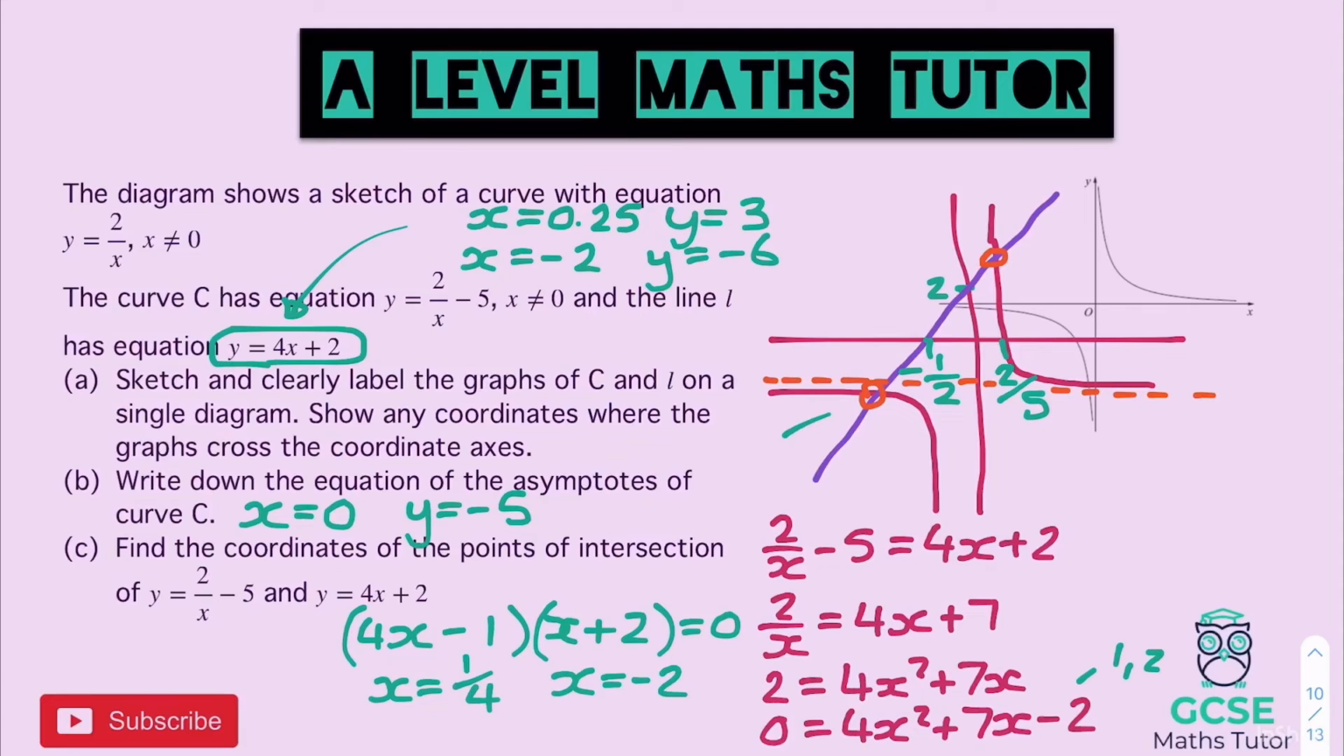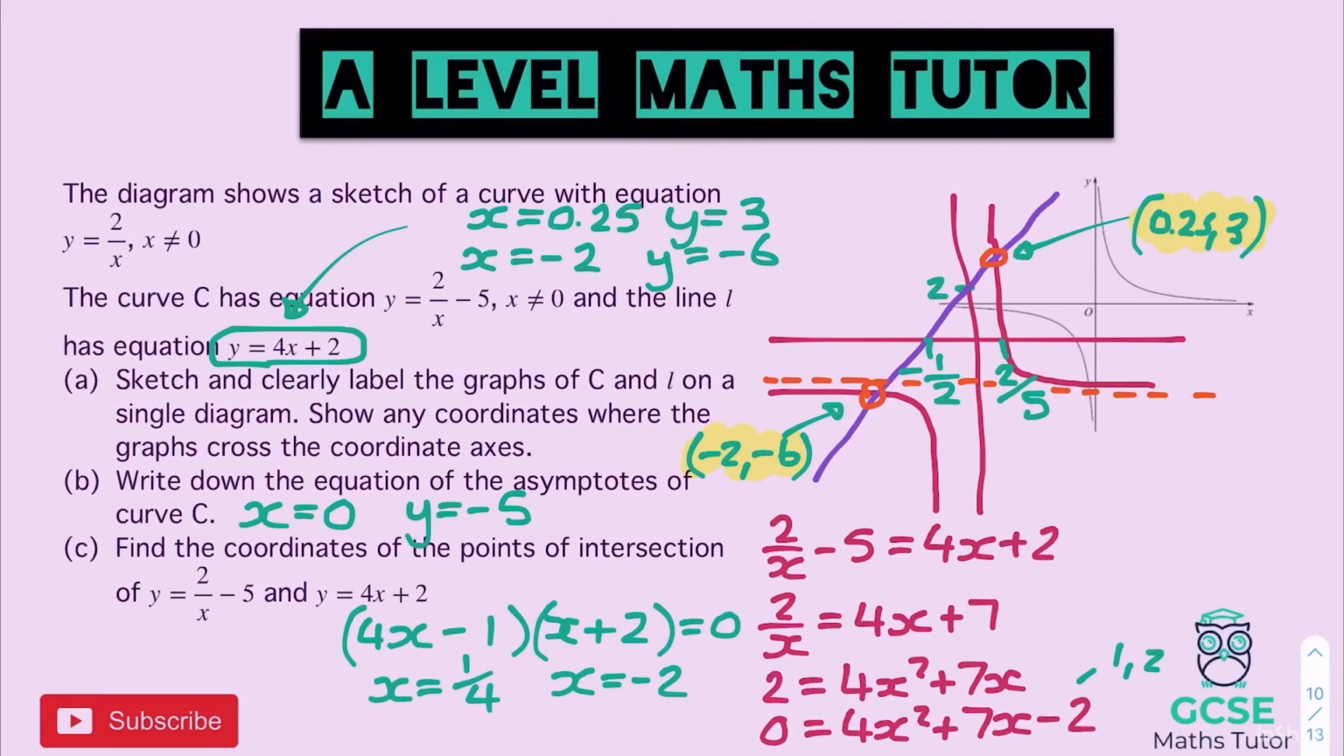So we found that this coordinate here is going to be negative 2, negative 6, and the one in the positive region up there is going to be 0.25 or 1/4, and 3. There we go, so there are our 2 coordinates, negative 2, negative 6 and 0.25, 3. So fantastic, that is our final question ready for you to have a go at.